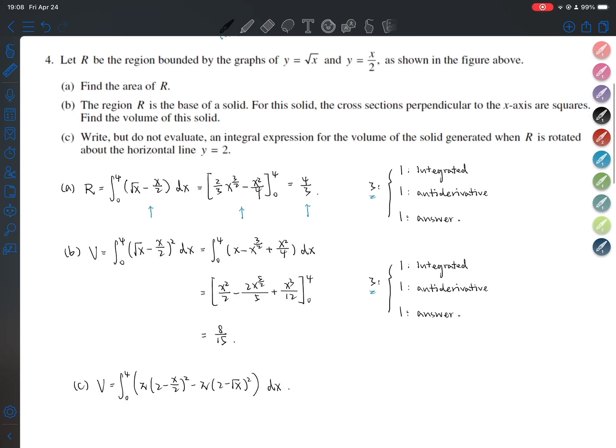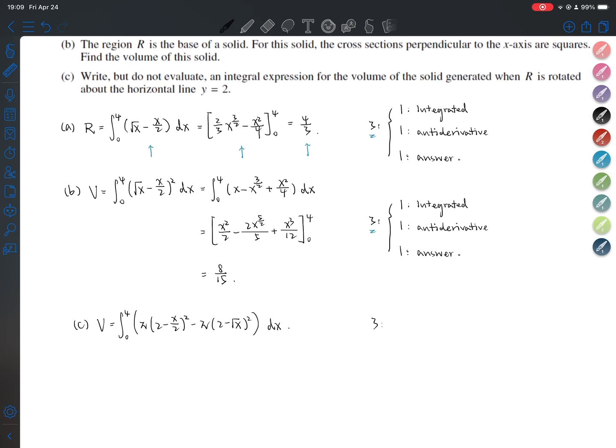And this question is also a 3-mark question. The first point is for the limits, which are the lower and upper bounds, and the constant, which is pi. And the next 2 points are for the integrand.